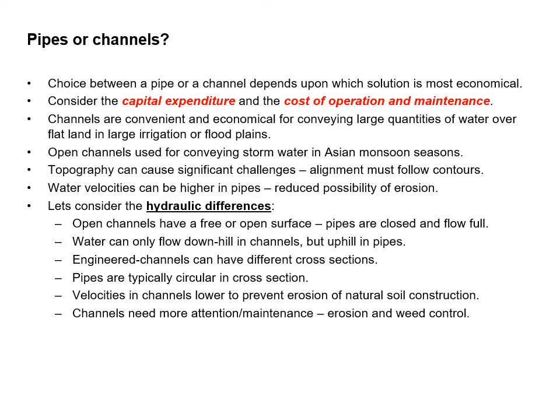Open channels have a free or open surface, but pipes are closed and full flow. Water can only flow downhill in a channel, but can flow uphill in pipes. Engineered channels can have different cross sections too, but pipes are typically circular in cross section. The velocities in channels are lower to prevent erosion of natural soil construction, but channels need more attention and maintenance because erosion and weed control can be an issue.